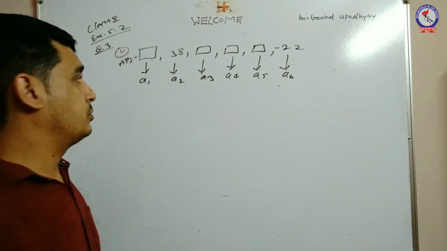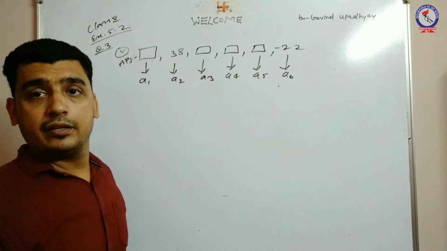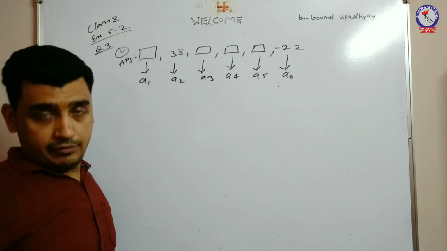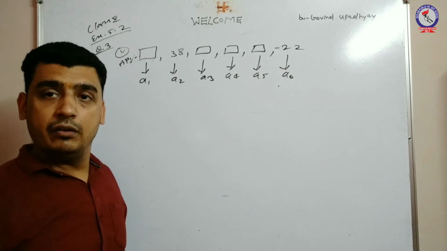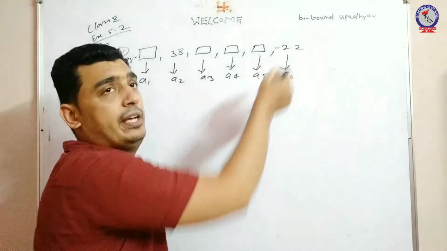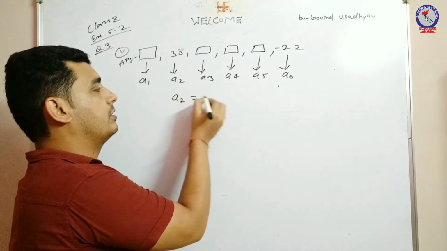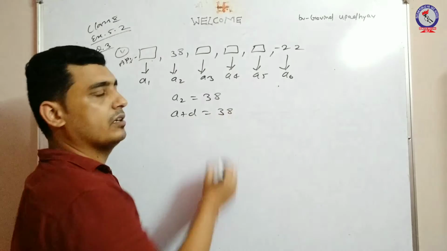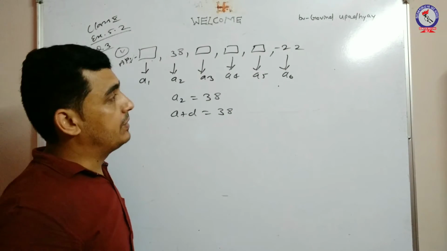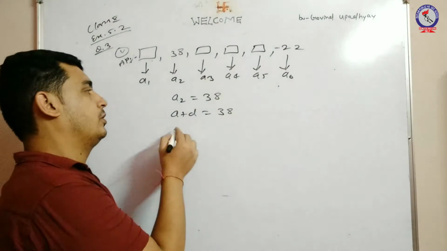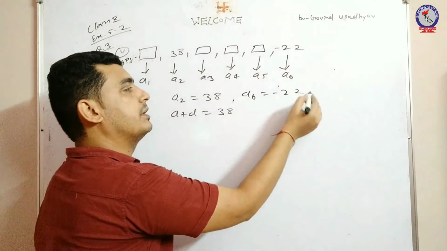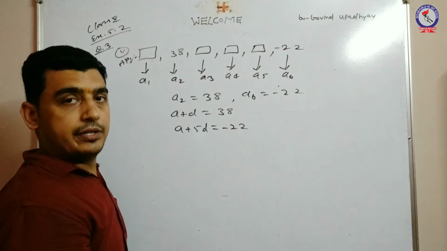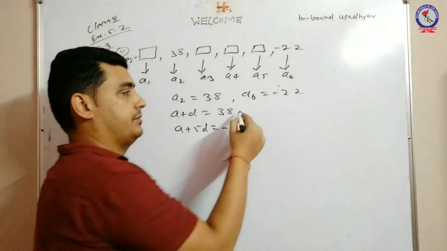Since this is an AP, these terms are here. A2 is 38. We'll find the answer from the things that we know. The known things are A2 and A6 here. So A2 will be 38, so A plus D will be 38 according to our formula. The next thing is A6 is minus 22, so A plus 5D is equal to minus 22.